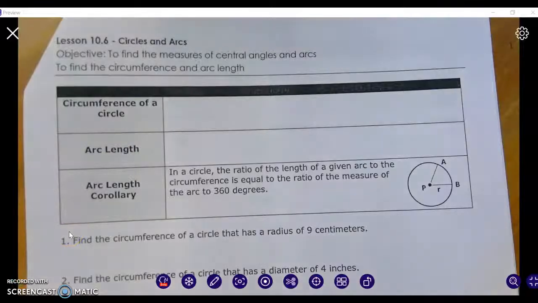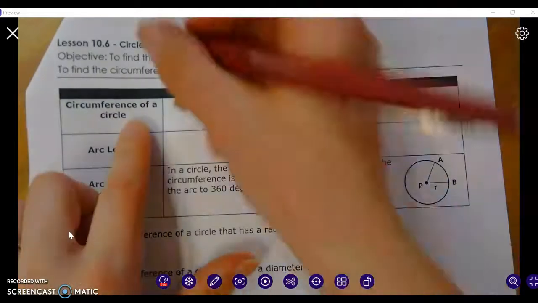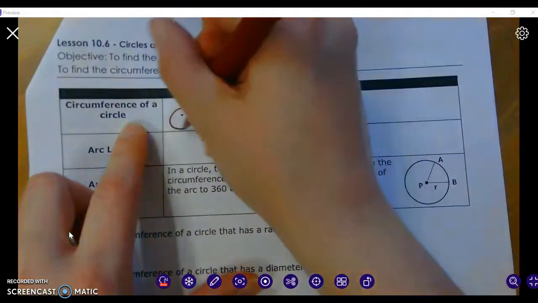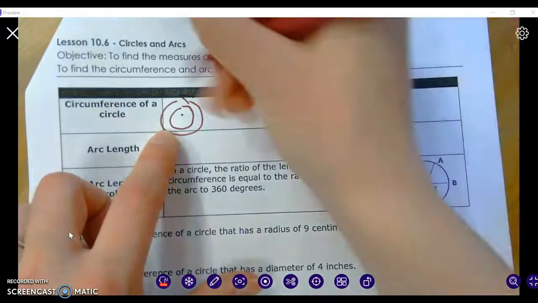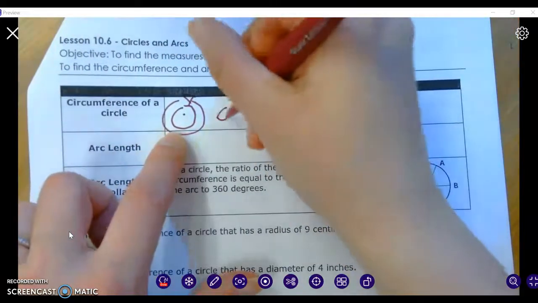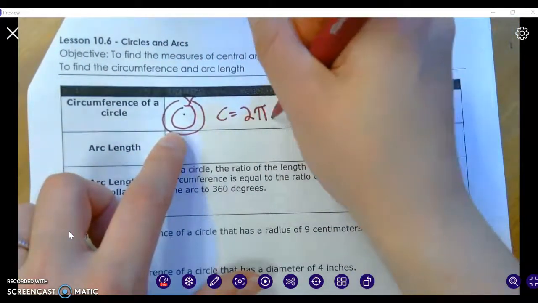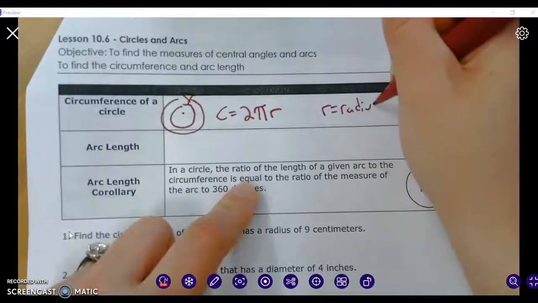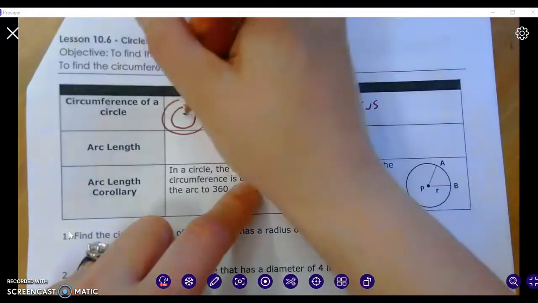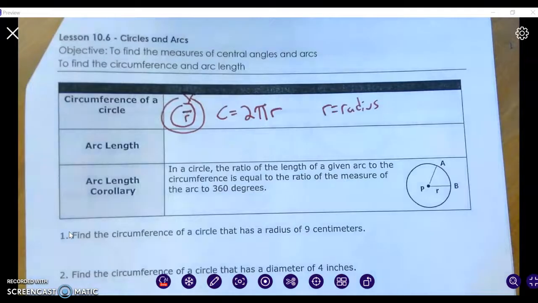All right, this is 10.6 over circles and arcs. First, we're going to review how to find circumference of a circle. As a reminder, circumference of a circle is that distance around the circle. And that equation is 2 times pi times r, where r equals the radius. So remember, r is halfway across the circle.